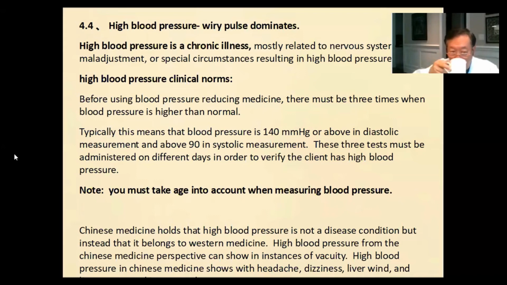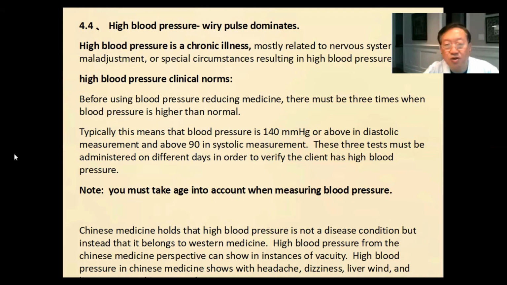Typically, this means that the blood pressure is above 140 mmHg in systolic measurement, or above 90 in diastolic measurement. These 3 tests must be administered on different days in order to verify the patient has high blood pressure. Note, you must take age into account when measuring blood pressure.